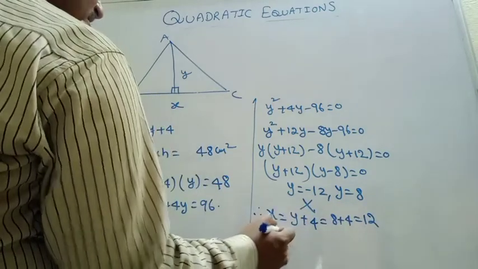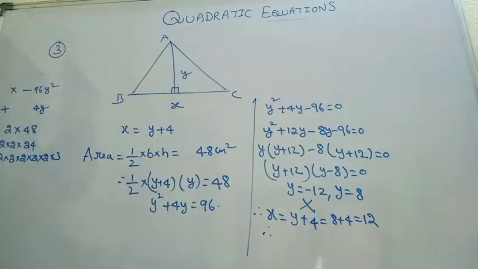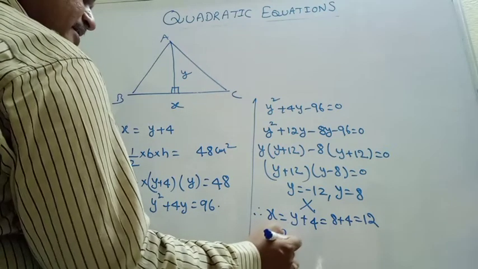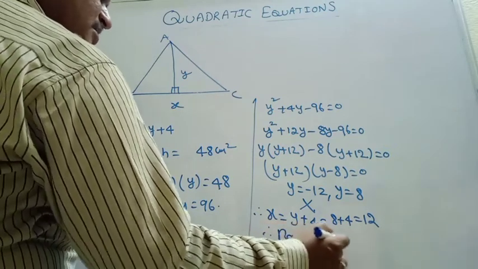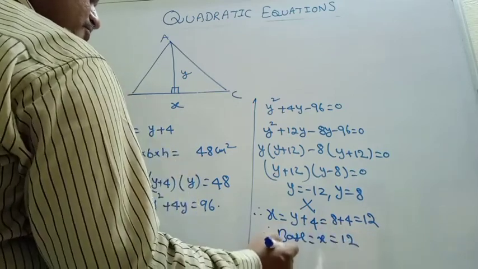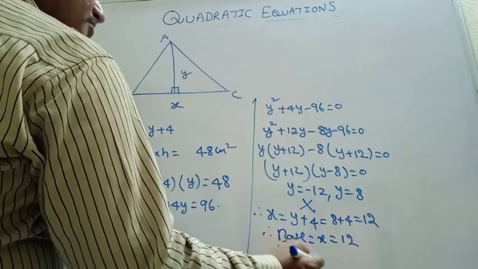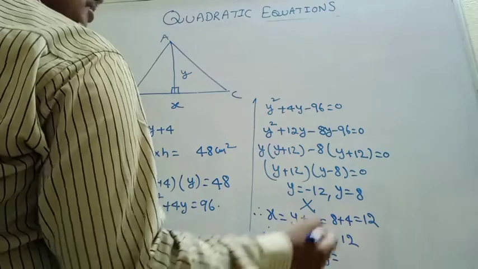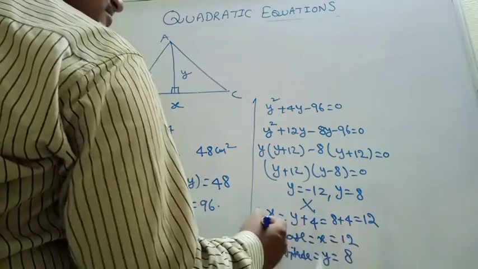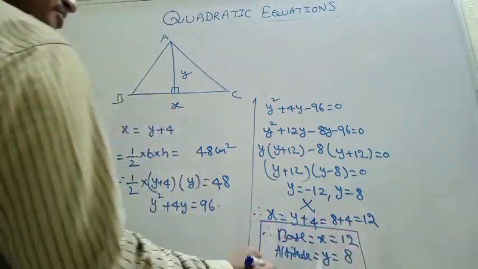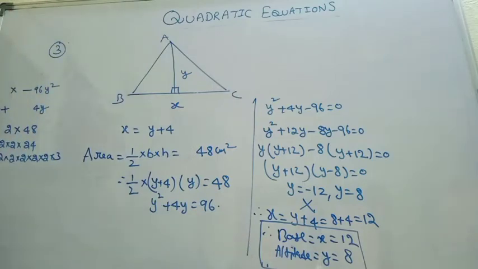Therefore, now the base x is equal to 12, and the altitude y is equal to 8. Base x is equal to 12 and altitude y is equal to 8. In this way, we will do this beautiful problem.